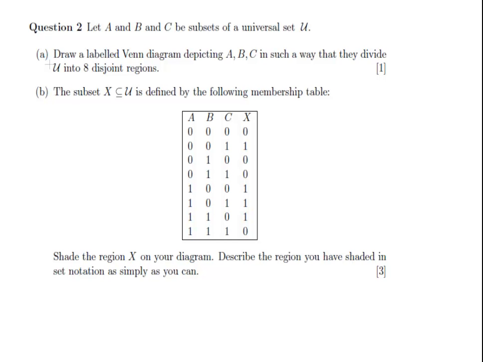In this question, we're going to look at a Venn diagram question, a set theory question. So this is question 2 from 2005. Let A and B and C be subsets of a universal set U. Draw a labeled Venn diagram depicting A, B, and C in such a way that they divide U, the universal set, into 8 distinct disjoint regions.